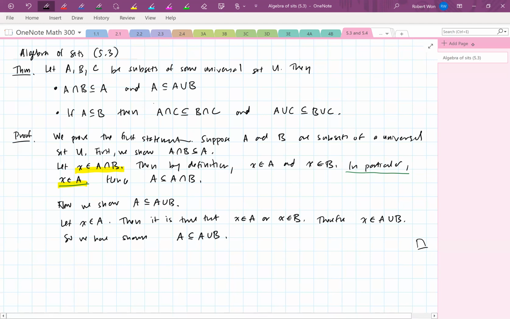Okay, so your book, so these are two nice properties that union and intersection have.